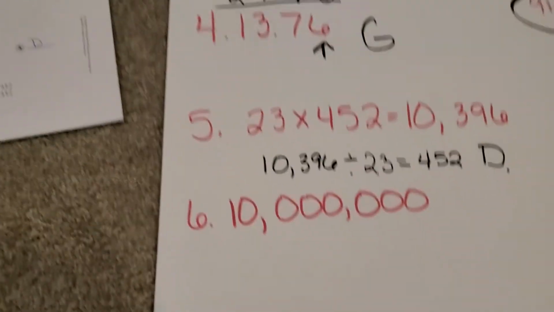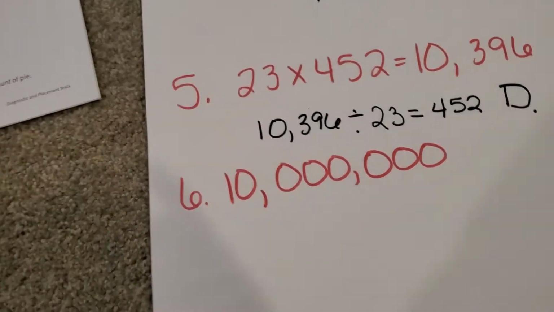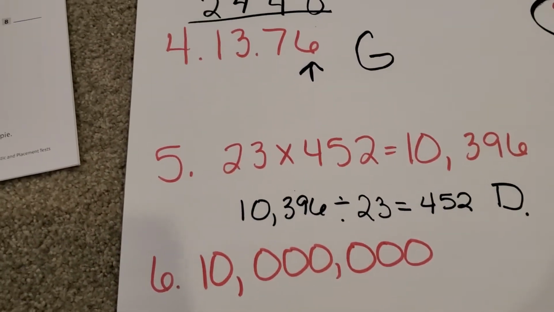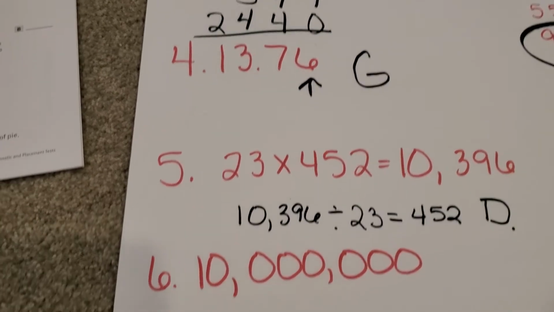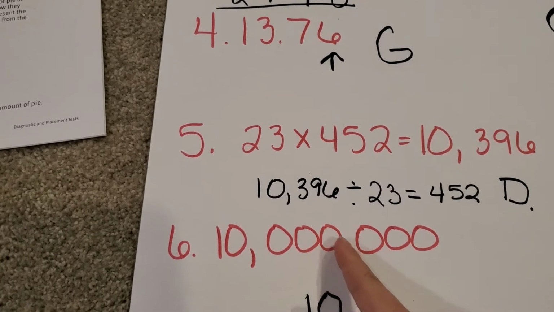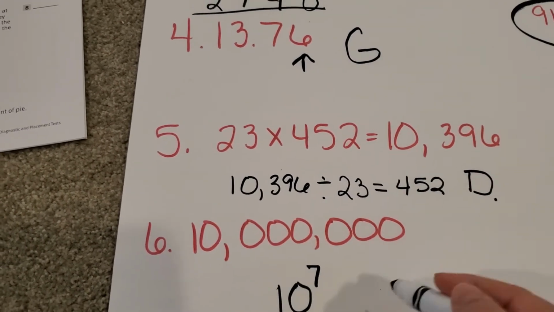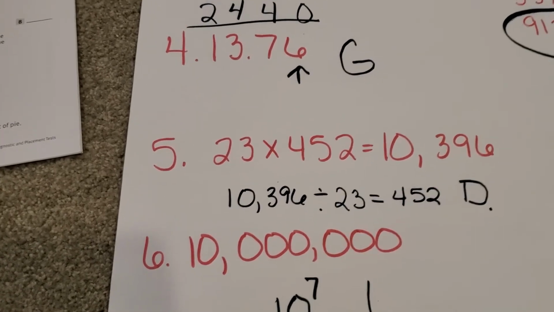Moving on down to number 6. Number 6 wants us to write this number as an exponent. So remember, when we write exponents, it's always 10 to however many zeros. So 1, 2, 3, 4, 5, 6, 7. So it'll be 10 to the 7th power, or J.